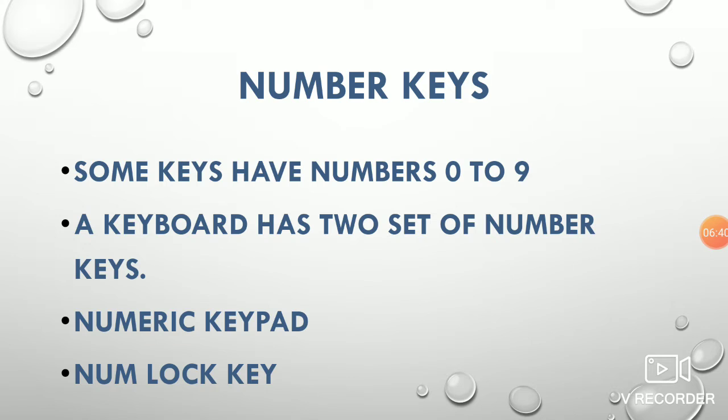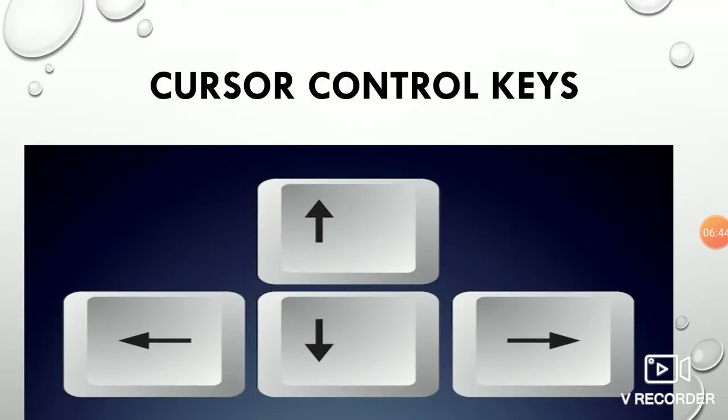And the next keys are cursor control keys. The cursor control keys have four keys: up arrow, down arrow, left arrow, and right arrow.